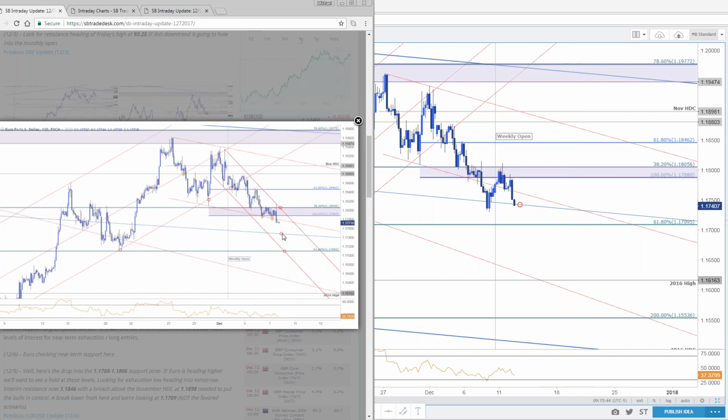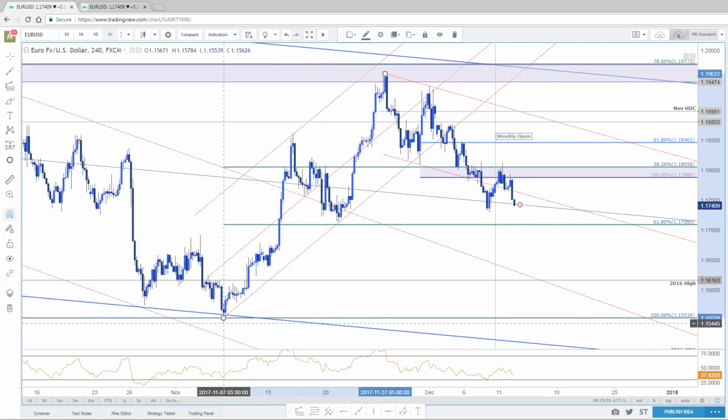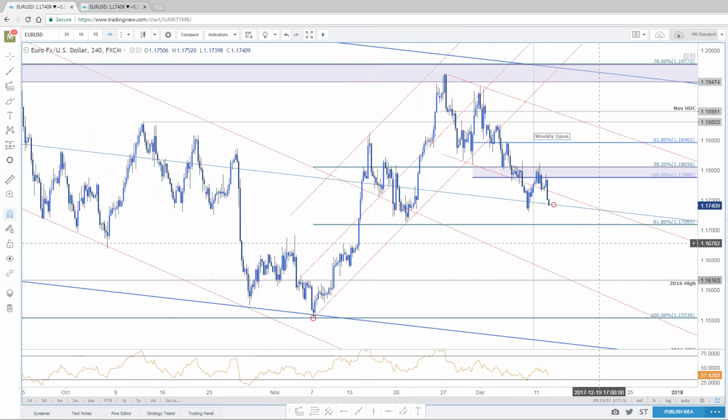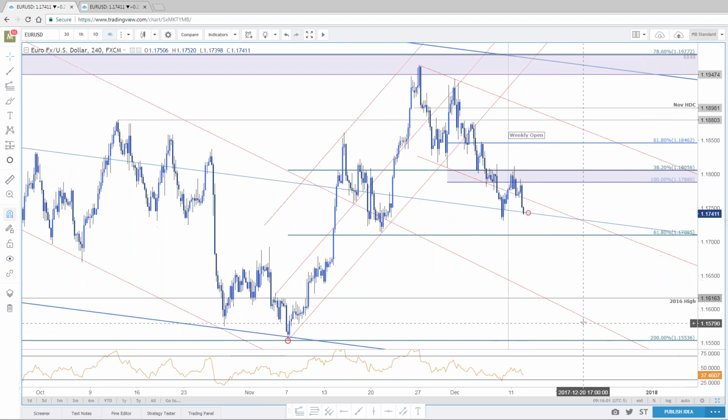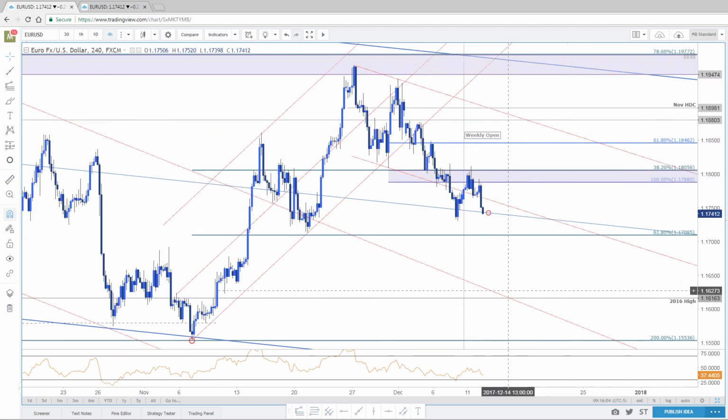The initial target was for a move into the median line here. We kind of got that. Post NFPs, here we are again, right there. And again, 117.09 is your next downside target, and that's the 618 retracement of the advance. So I do think euro still has a little further to go on the downside before all is said and done.